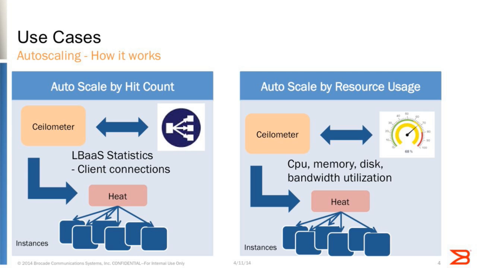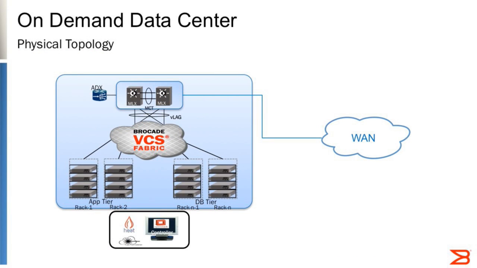The other way is for Ceilometer to monitor some kind of resource utilization, whether it's CPU utilization or network bandwidth or storage IOPS. Again, you're looking at resource utilization, and if it hits a certain threshold, you spin up more instances, and if it falls below a certain threshold, you can shut these down as well. So with that, I would like to hand over to Prakash, who will walk you through the topology and the rest of the presentation on the on-demand data center.